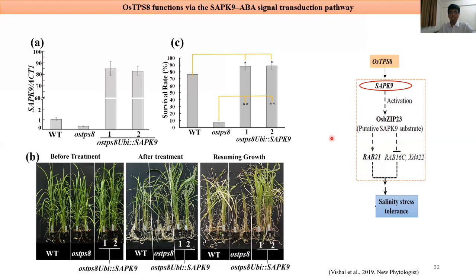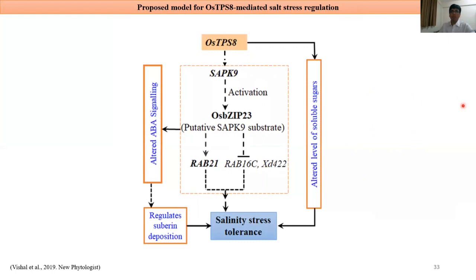On top of that, this is also showing significant improvement over wild type. So this fits in this model, and we show by the genetic evidence that SAPK9 is epistatic to OsTPS8. So overall, we have shown by different experiments that SAPK9 is downstream to OsTPS8, and these are the different putative regulators in OsTPS8 mediated salt stress regulation.